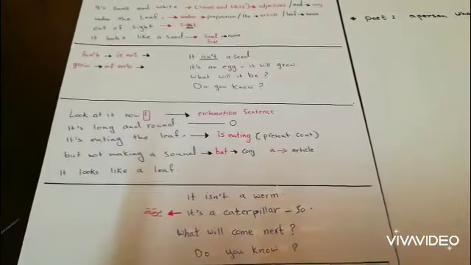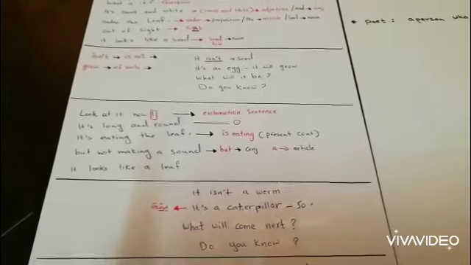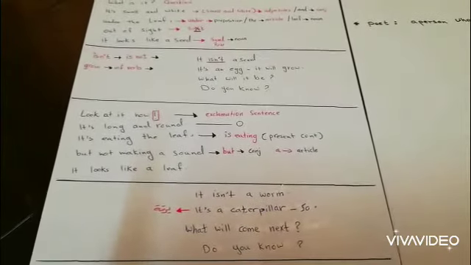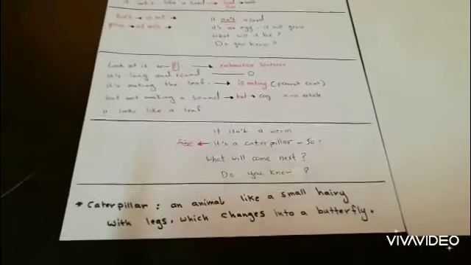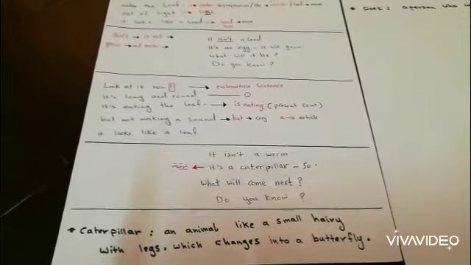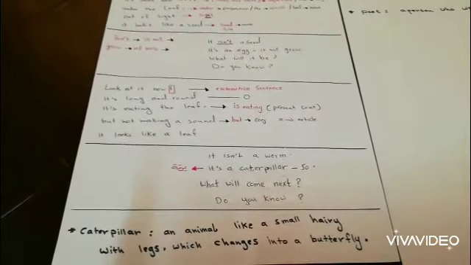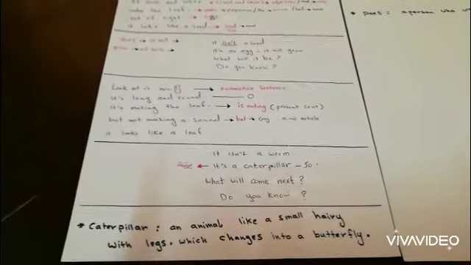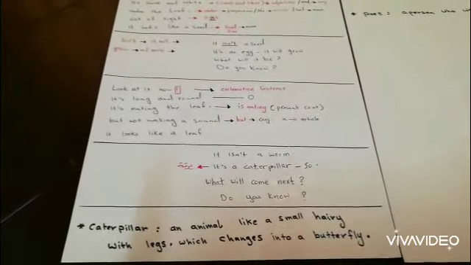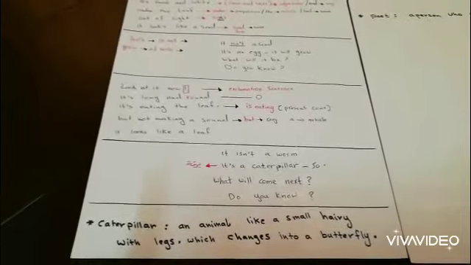Caterpillar means يرقة. What will come next? ماذا سوف تصبح لاحقا؟ Do you know? Now, caterpillar means an animal like a small, hairy, with legs, which changes into a butterfly. حيوان صغير يكون لديه شعر خفيف وأرجل وفيما بعد يتحول إلى butterfly.